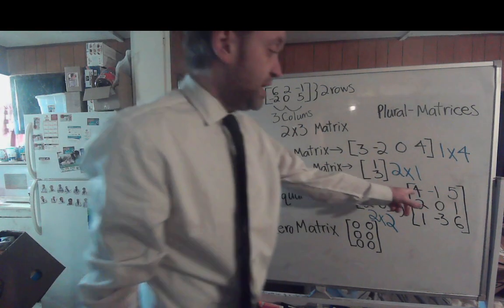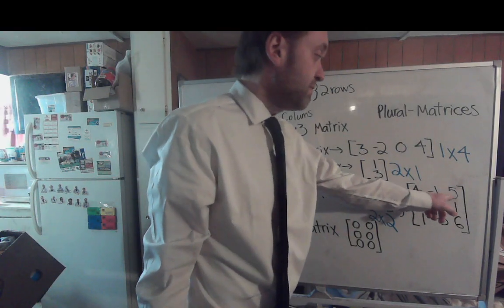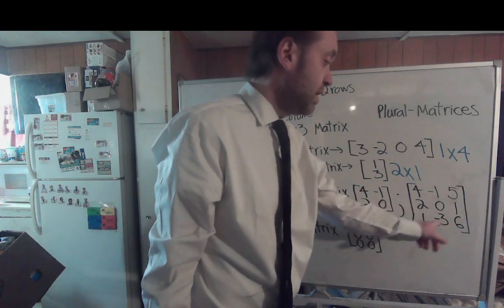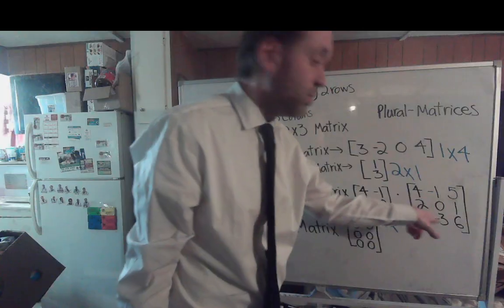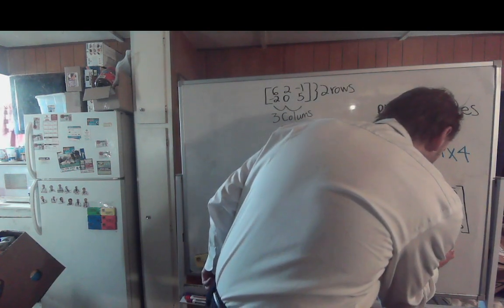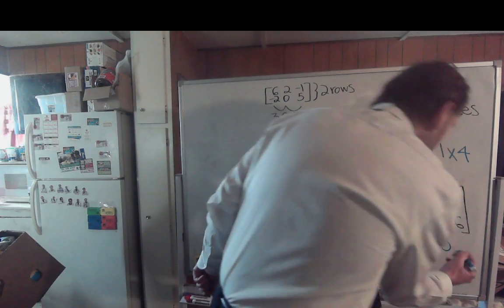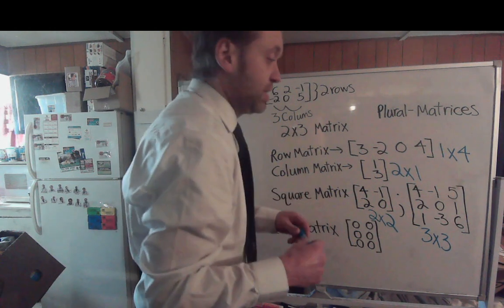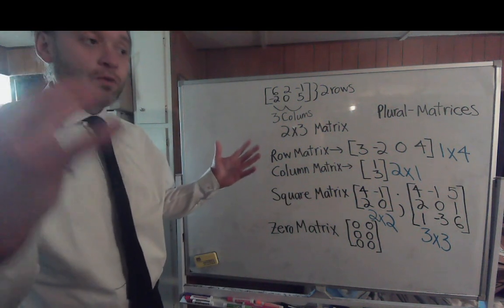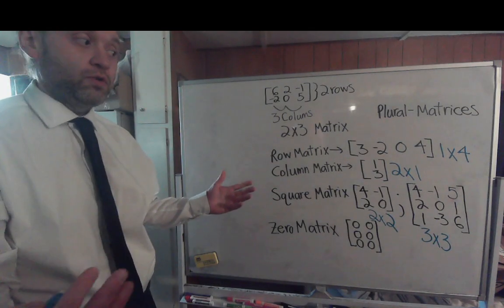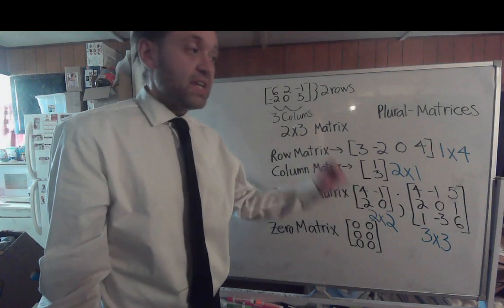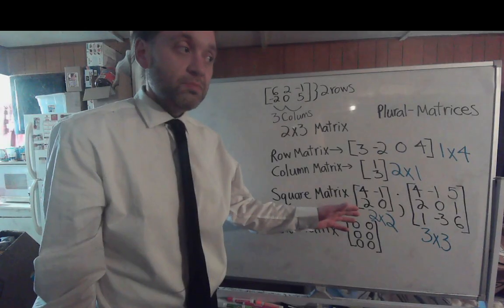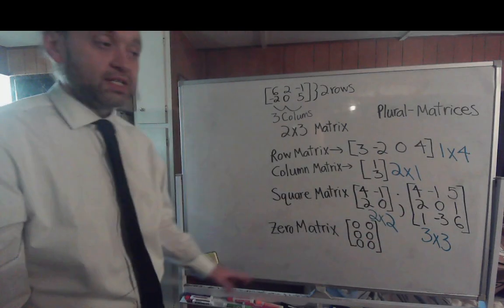If I look at this matrix here with 4, -1, 5, 2, 0, 1, 1, -3, and 6, I see I have 3 rows going from left to right. So this is a 3 by 3 column. So this would be a 3 by 3 square matrix. And you could have a 4 by 4, a 10 by 10, what have you. So if a matrix has the same number of rows as it does columns, it's considered a square matrix.